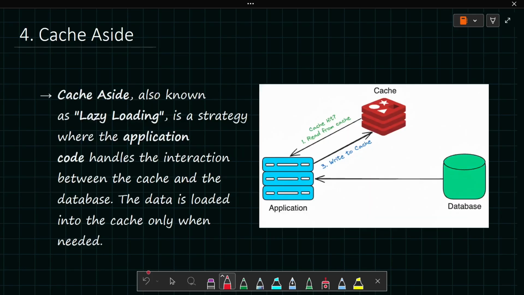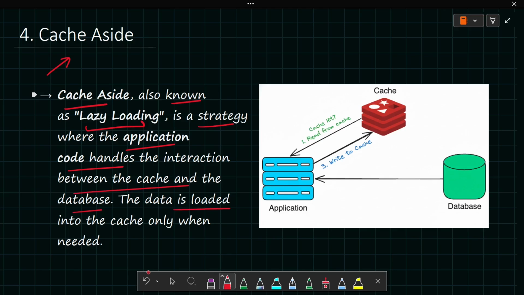Now let's talk about the second cache strategy, which is cache aside. Cache aside is also known as lazy loading. Let's try to understand by the architecture why we call it lazy loading. It is a strategy where the application code handles the interaction between the cache and the database.